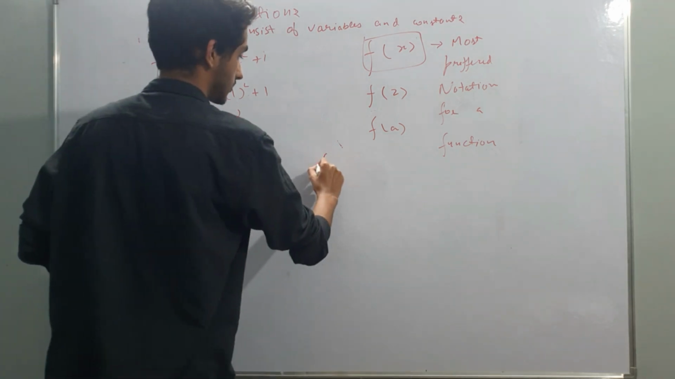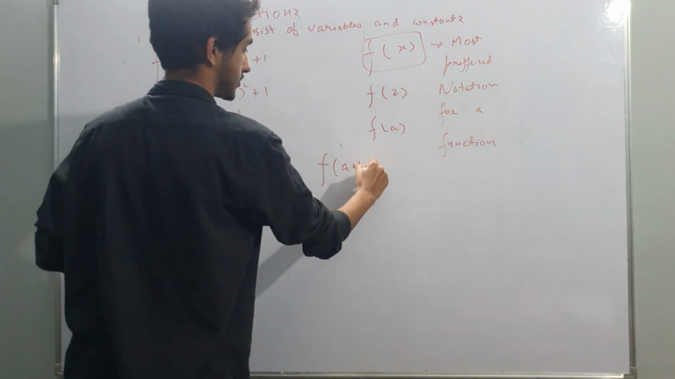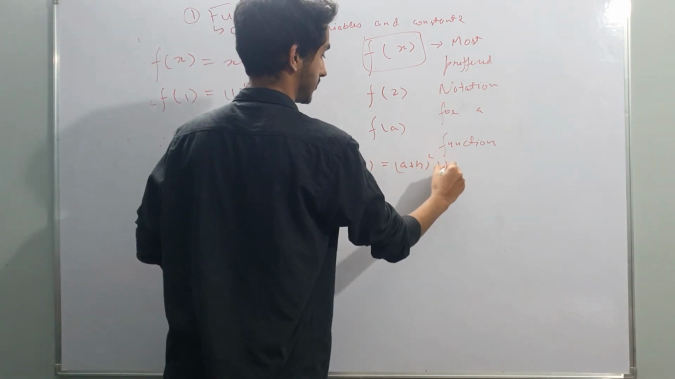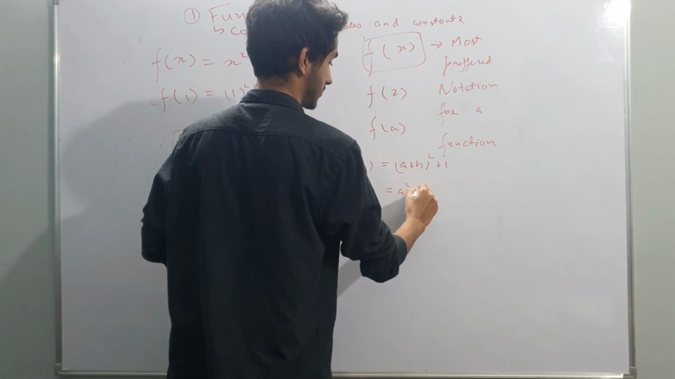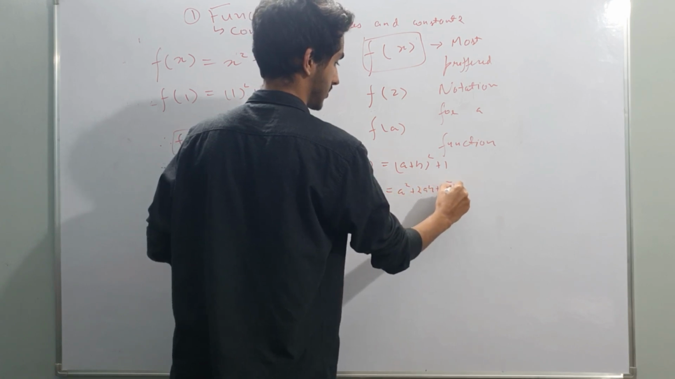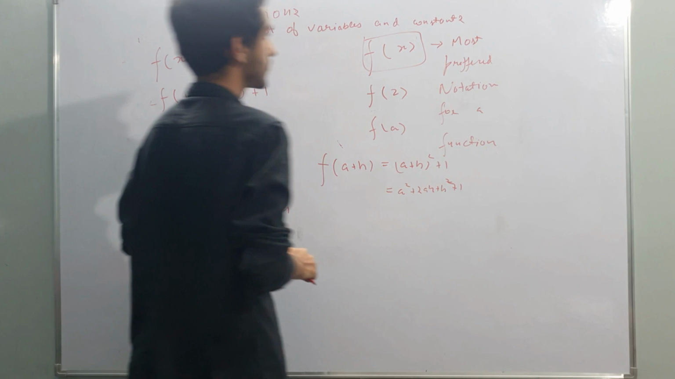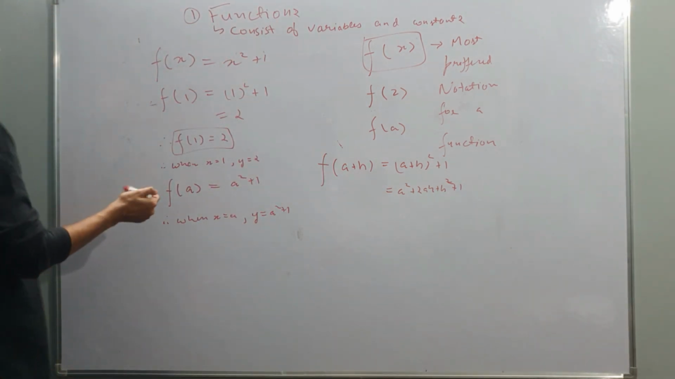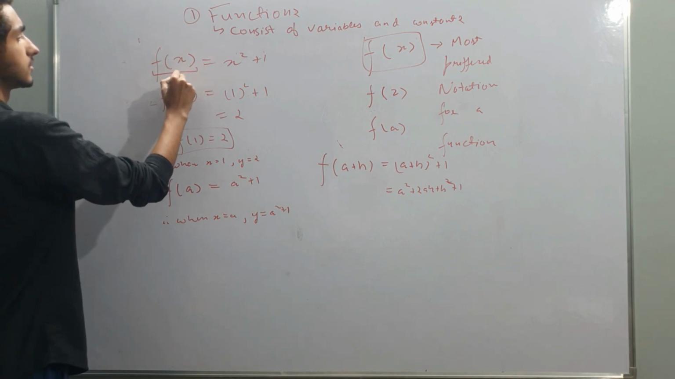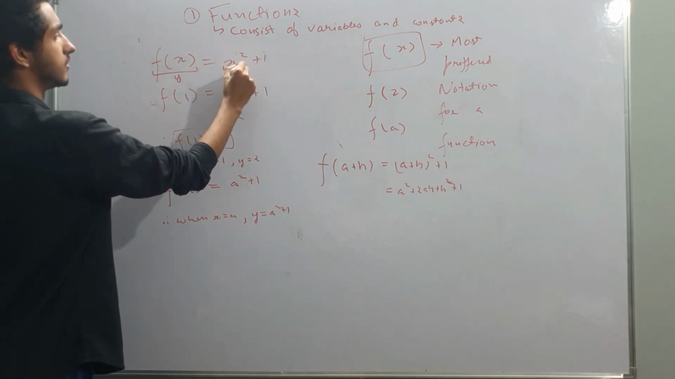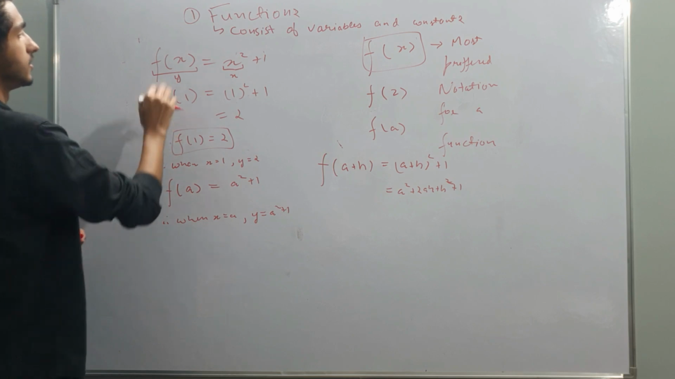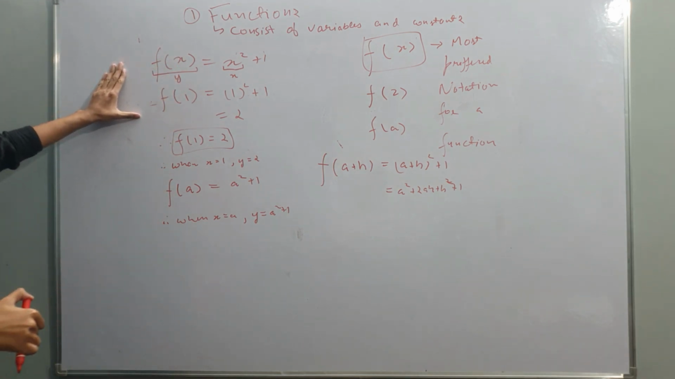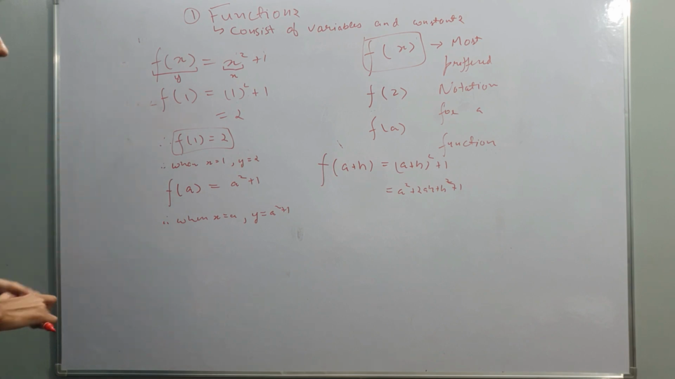We can also do function of a plus h. This would be equal to a plus h whole square plus 1, which is a square plus 2ah plus h square plus 1. So basically, as we can see that this is the y value, and this is x, and the y value is basically dependent on x. That means we can do a proper graph plotting for various functions which we make.